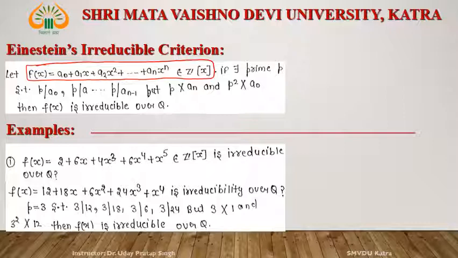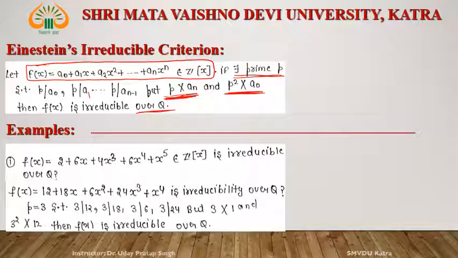And if there exists a prime p such that p divides a0, p divides a1, p divides a2, p divides a3, and so on, p divides a(n-1), but p does not divide an, and p squared does not divide a0, then f(x) is irreducible over Q. What is f(x)? f(x) is irreducible over Q.